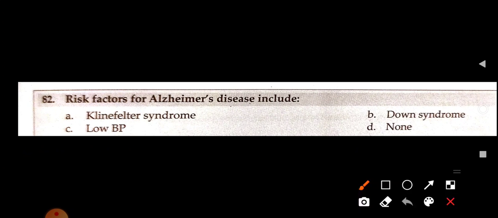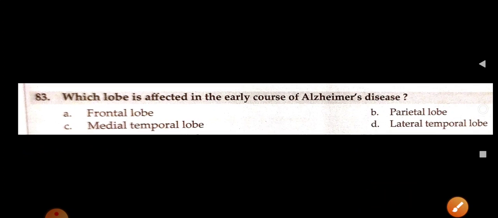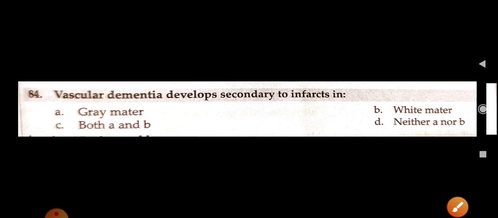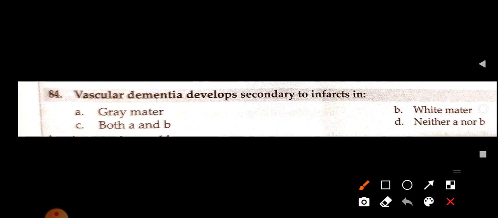Risk factors for Alzheimer's disease include Down syndrome. Okay. In which lobe does the early course of Alzheimer disease occur? The medial temporal lobe. So the answer here is medial temporal lobe. Now, vascular dementia develops secondary to infarct in both gray and white matter.